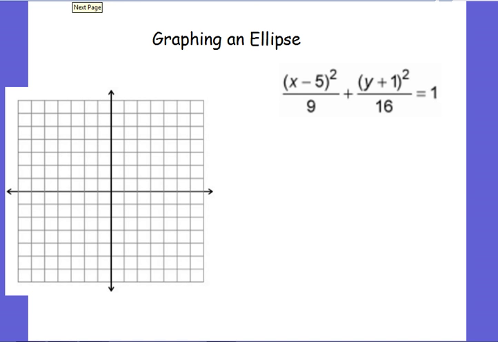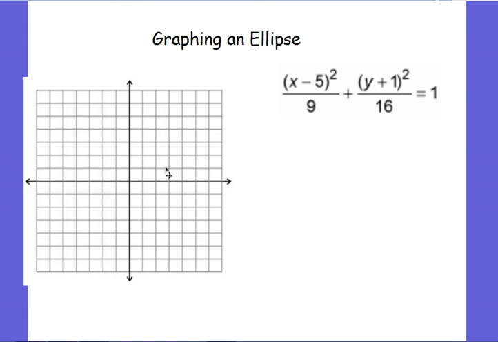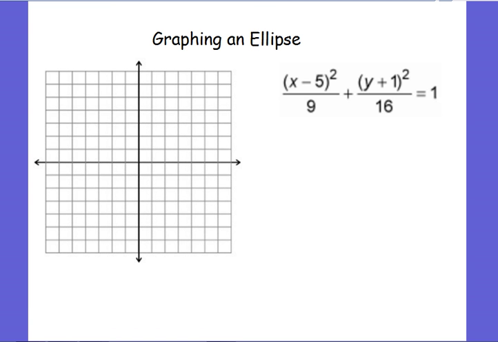Let's try graphing an ellipse. So, I know it's an ellipse, besides the fact that I told you let's graph an ellipse. But secondly, how do I know it's an ellipse? It's dividing, and it's equal to 1. Thank you. So it's dividing, and it's equal to 1.